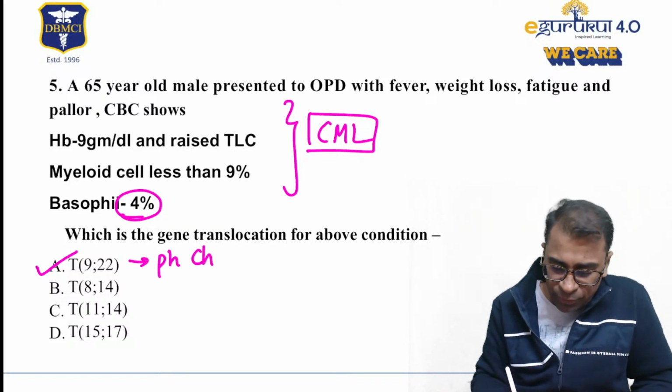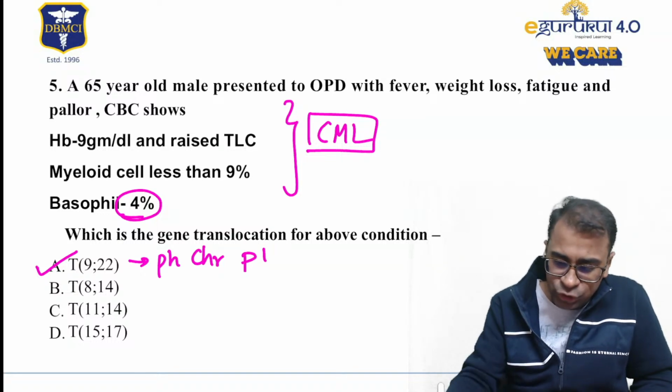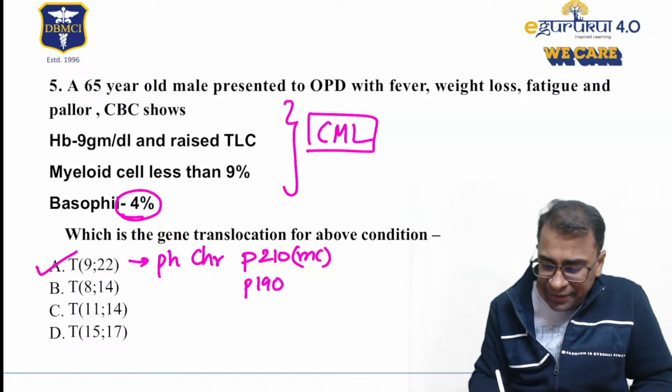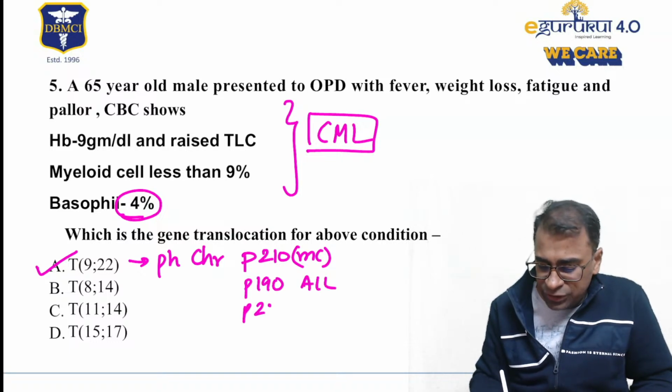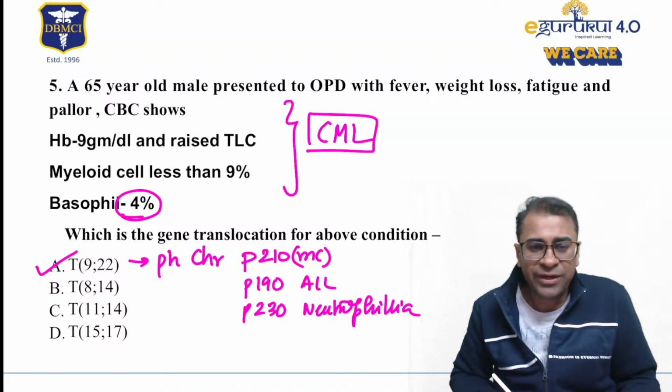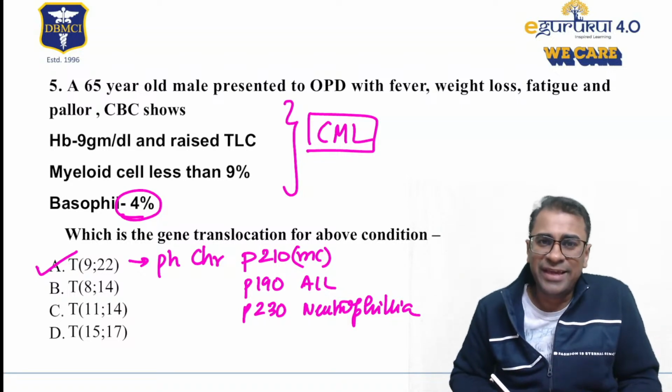It's a PH chromosome mutation. And what is the most common protein? P190 will not be, P210 is the most common protein here. P190 is in ALL and P230 is often seen with neutrophilia, which is associated in a case of CML. Okay, so this answer is surely a case of CML.